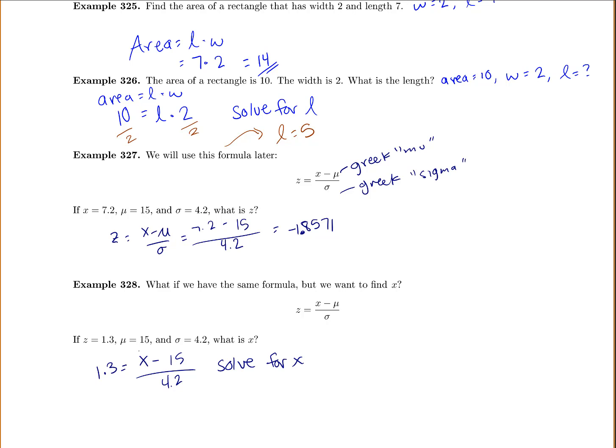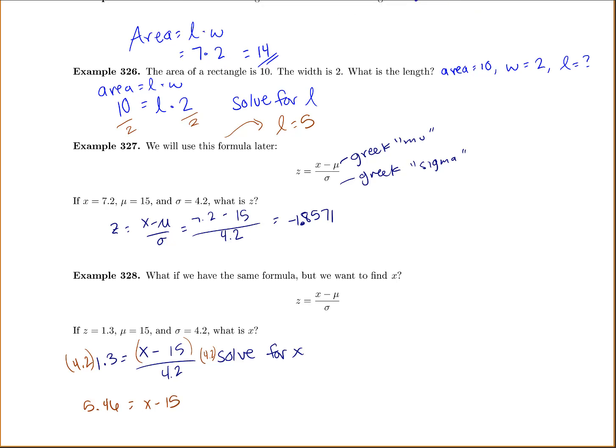Let's see, right now, it's like you have parentheses around the top, so I can't do anything to that yet. This is divide by 4.2, so I could times both sides by 4.2. So 4.2 times 1.3 equals 5.46 equals X minus 15. And then we could just add 15 to both sides and bring it over here. So I'm going to get X equals 5.46 plus 15 should be 20.46.